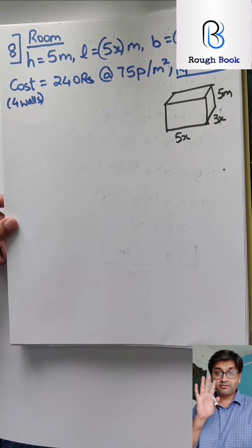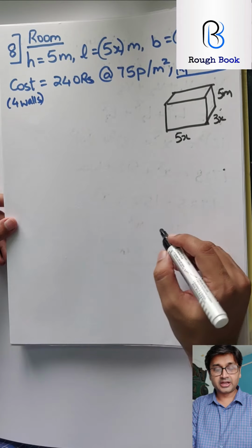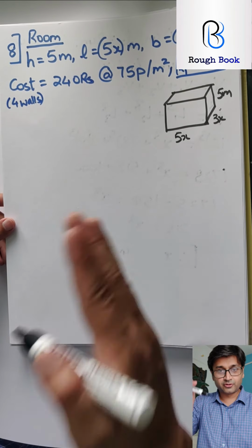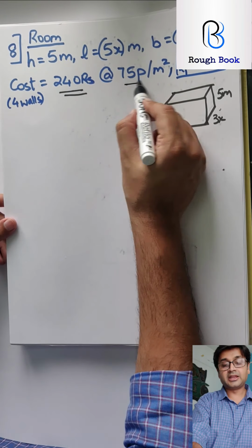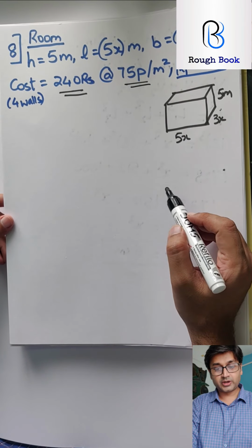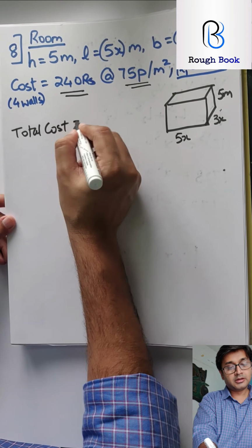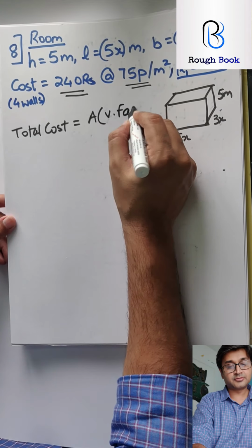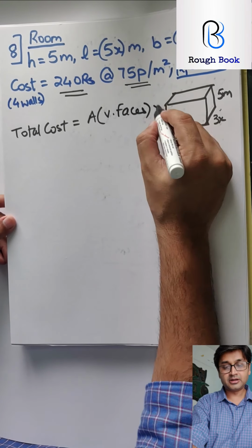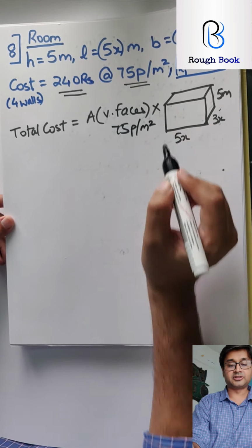You are only papering the 4 walls. So what formula are you going to apply? Perfect, area of vertical faces, because 4 vertical walls, that's it. Okay, the total cost is given and the cost per meter square is given. So you can say total cost is basically area of vertical faces, because that's what you are papering, multiplied by the cost, that is 75 paise per meter square.